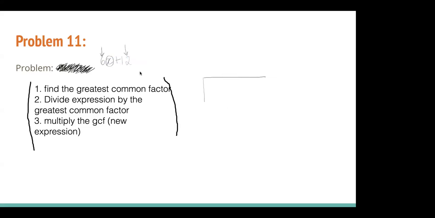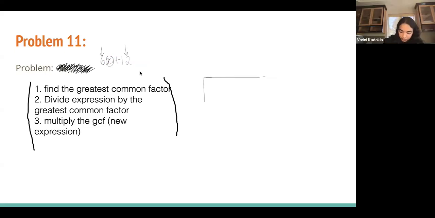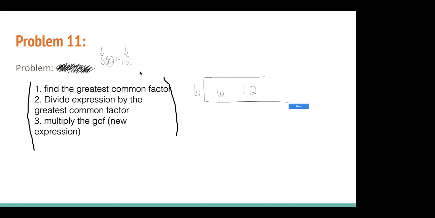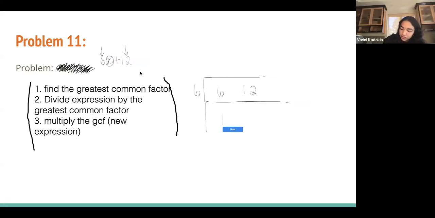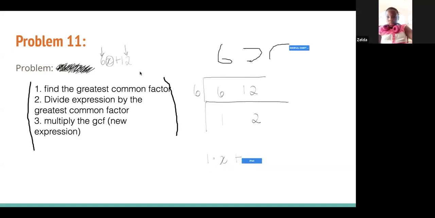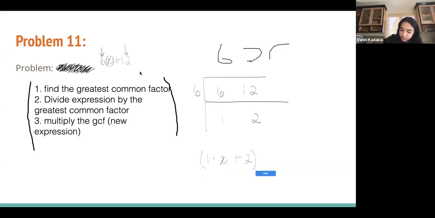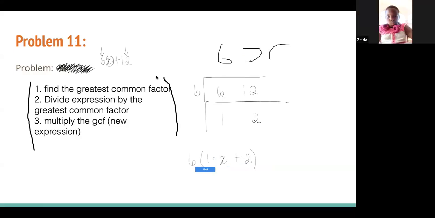You'd have your cake method with 6 and 12. If you do the cake method on this, you can take out a 6, so you're left with 1 and 2. So what this is telling you is that you have 1 times x plus 2, and then this all times 6. Does that make a little more sense or no?